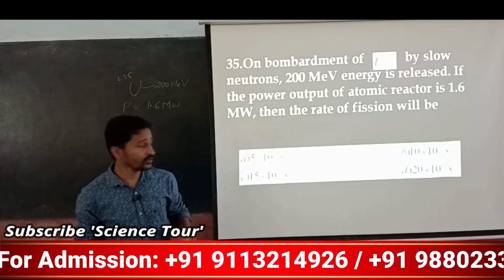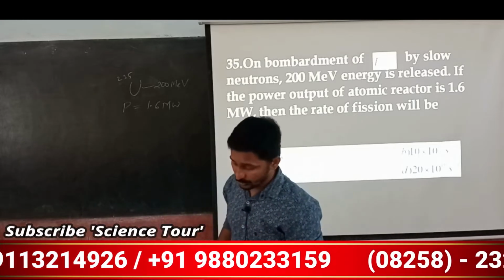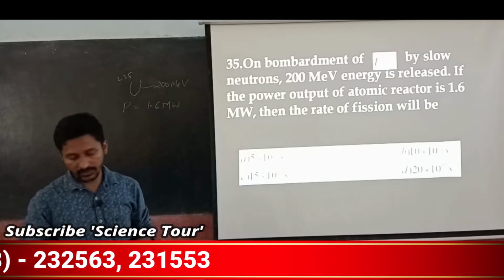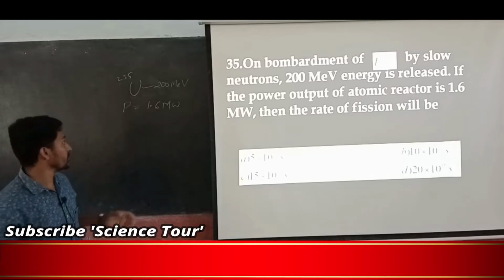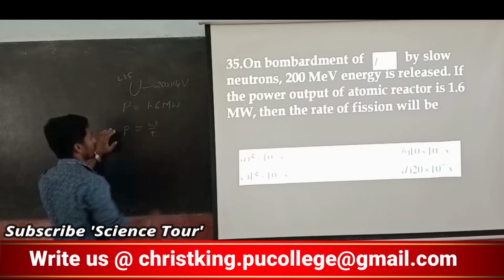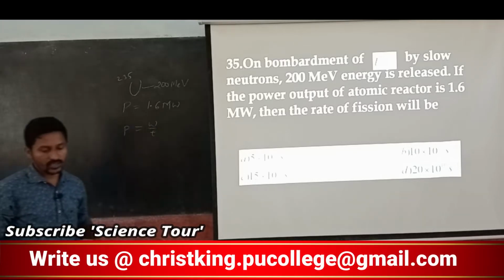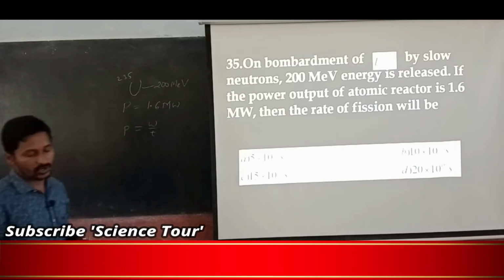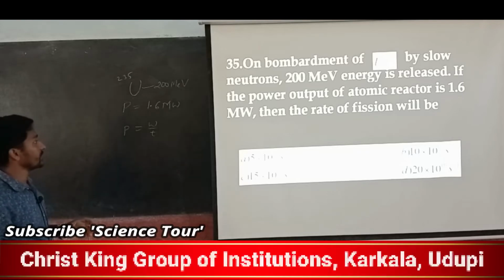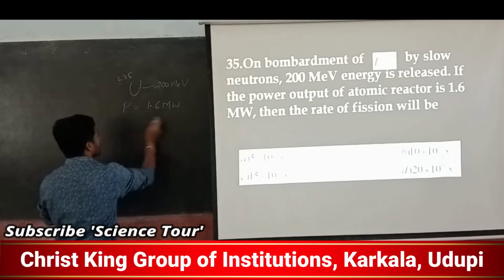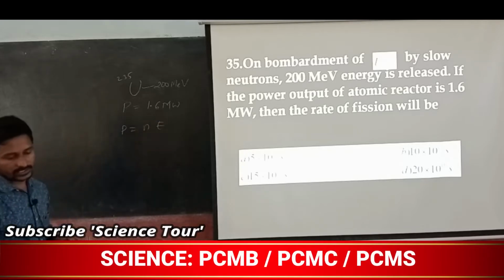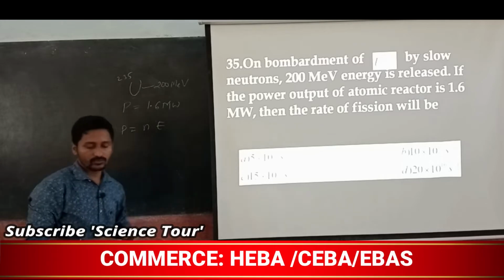because of the rate of fission, you are going to get the power. So what does power mean? Power means work done by time. So power is equal to rate of fission into energy. Also we know that power is equal to number of fission into energy. That we also know.